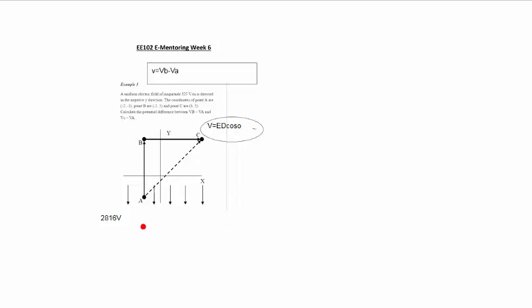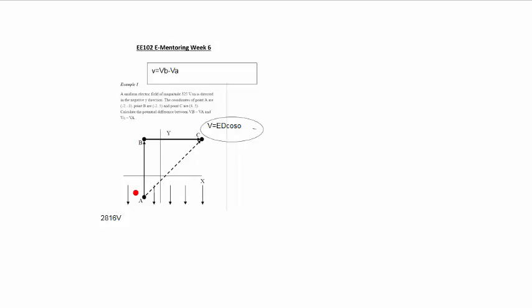And if you look at now from point A to B, it will still be minus 352 times 8 cos of 0.